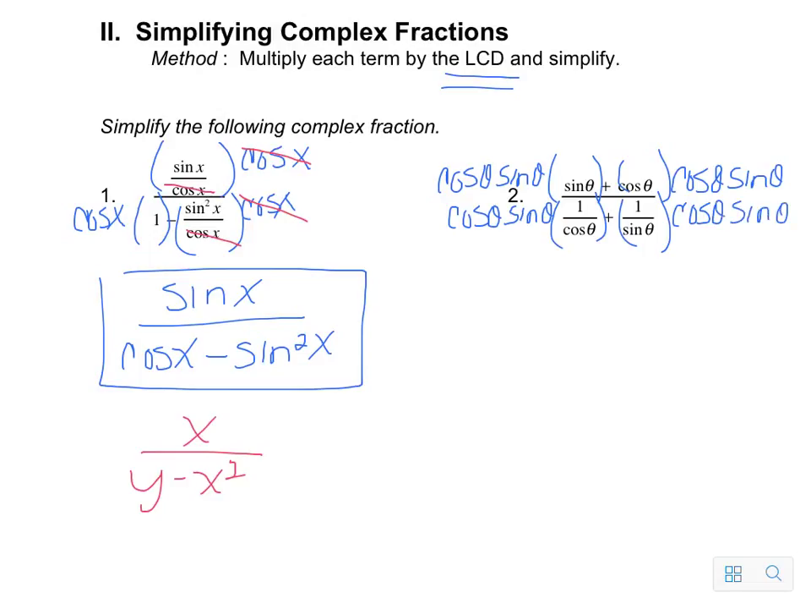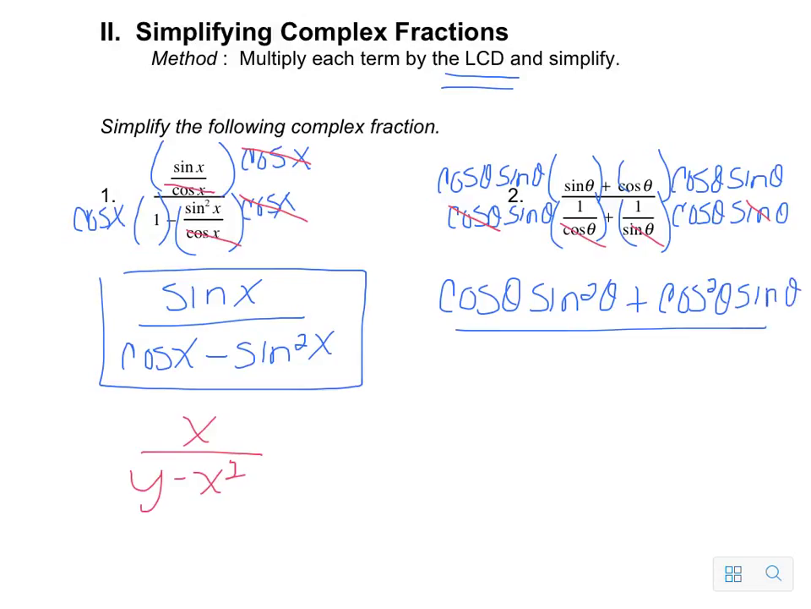I can't cancel anything on the top because the tops do not have any fractions in them. But on the bottom I can cancel a cosine for a cosine and a sine for a sine. So what do I have left over? Cosine of theta, sine of theta times sine of theta will be cosine of theta times sine squared of theta, because a sine times a sine is a sine squared, plus cosine of theta times cosine of theta sine of theta will be cosine squared of theta times sine of theta. And on the bottom I have sine of theta plus cosine of theta.